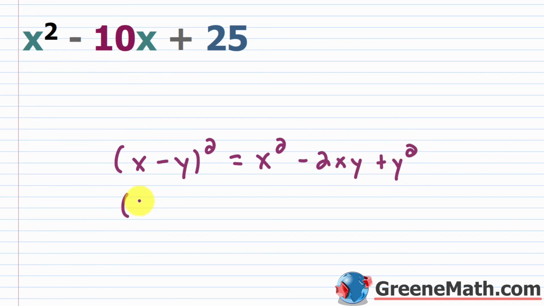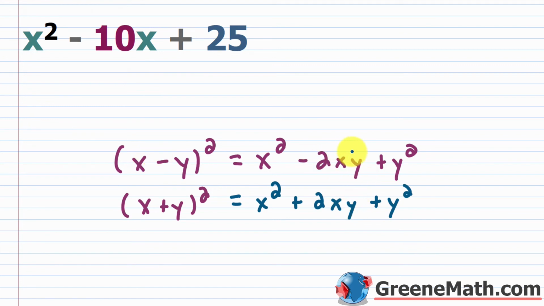And of course, we'll use this one later on. If you have x plus y quantity squared, this is x squared, you'll have a plus here instead of a minus, and then you'll have the 2xy and then plus y squared. So 2 easy formulas to remember. You can go from this to this or from this to this. Okay, so it works both ways.